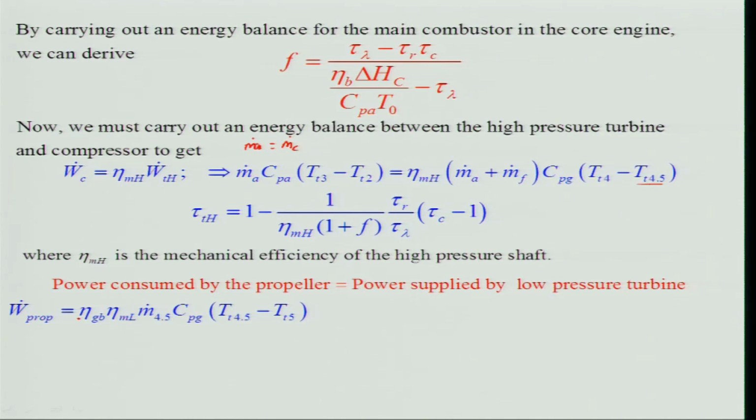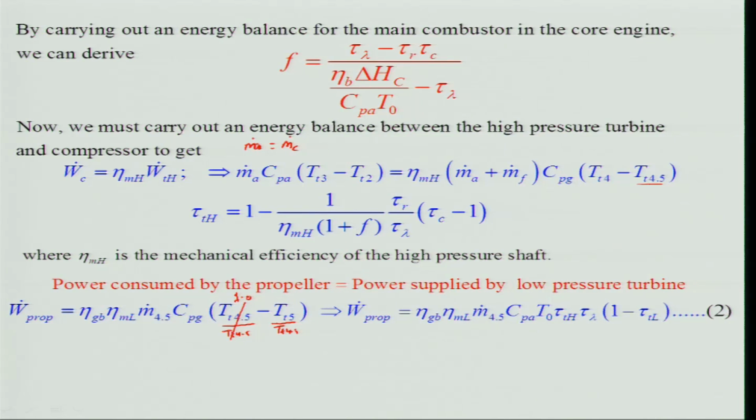Power consumed by the propeller is equal to eta Gb, this is the gearbox efficiency, eta ml, that is the mechanical efficiency of the low pressure turbine shaft, right, and m dot 4.5 CPG (TT 4.5 minus TT 4). When you do little manipulations you will get basically this expression. How you will get, like I can divide it by TT 4.5, and this is TT 4.5 and that is 1, right.